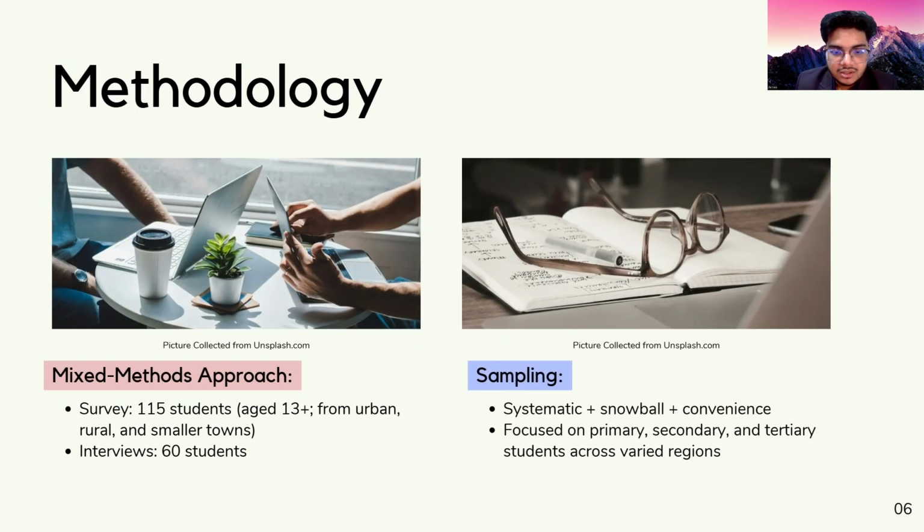For methodology, we used a mixed methods approach. We conducted a survey with 115 students aged 13 and up from a range of settings, urban, rural, and semi-urban, and across primary, secondary, and tertiary education levels. In addition, we carried out 60 semi-structured interviews to gain deeper insights. Sampling was done systematically and included snowball and convenience techniques to reach students with varying levels of internet access and device use.